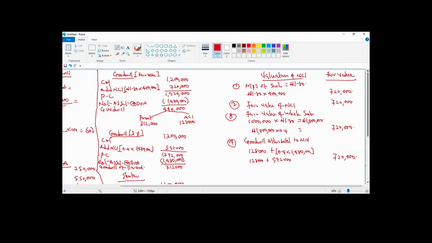Therefore, what is responsible for the difference between the two methods is goodwill. When it is fair value, NCI has goodwill. In share proportion, no goodwill is attributed to NCI.